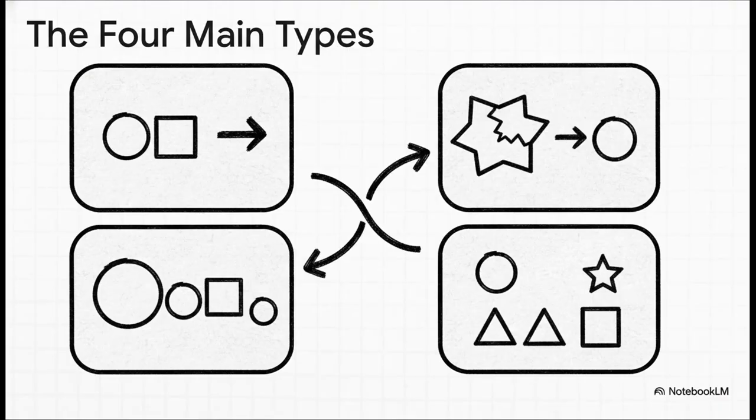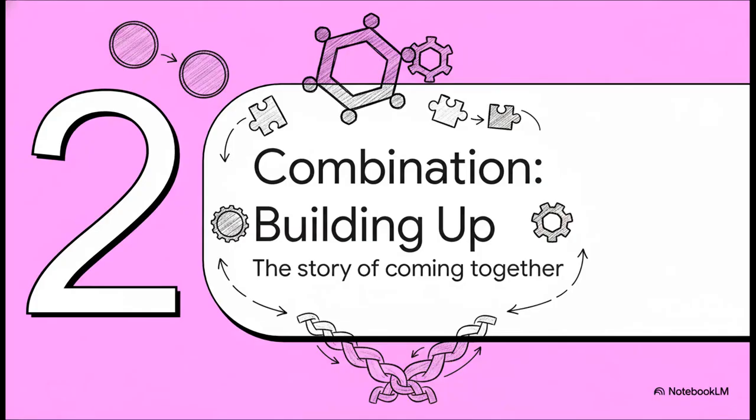These are our four stories, our four main dance moves. Each one describes a totally unique way that atoms and molecules get together to create something brand new. So let's get started with the first move, combination. Okay, our first story is maybe the simplest one of all. It's about two or more things coming together to build something bigger, something new and more complex. This is the story of combination.